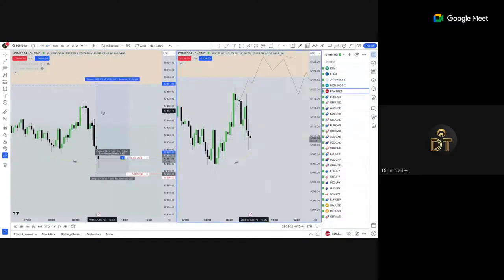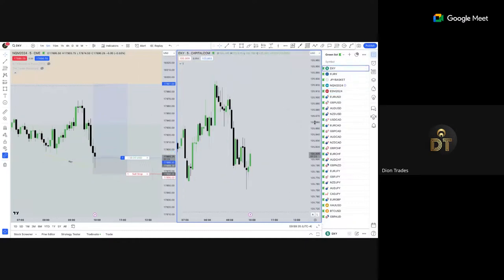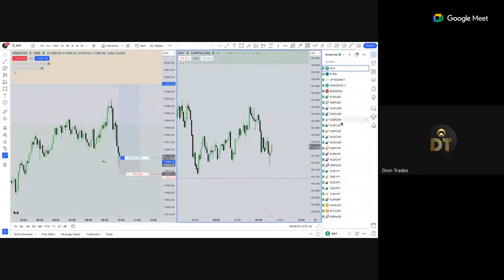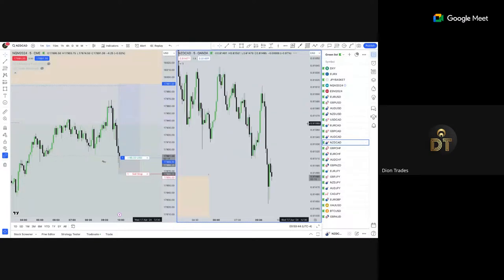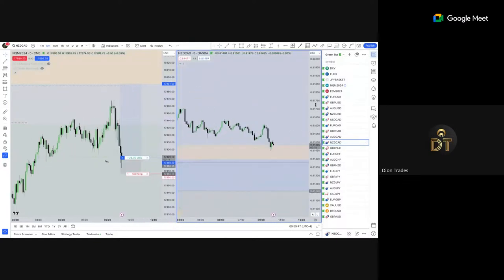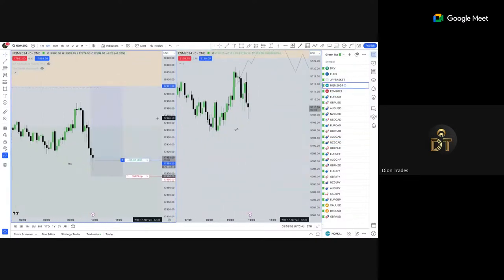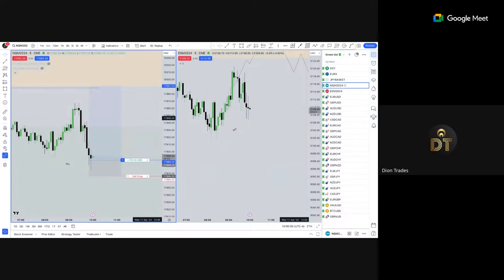So it's almost the open. The new 4 hour candle is opening in 30 seconds, so it could give some volatility. See on DXY, DXY is not having a very nice day right now. Still inside yesterday's range. Take a quick look at NZDCAD. NZDCAD is just chilling in the fair value gap there. Okay, 3 seconds and we have a new candle coming up.